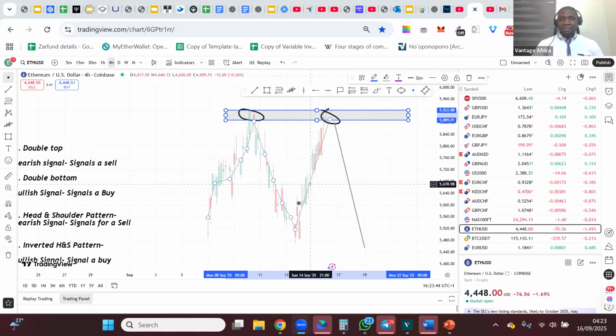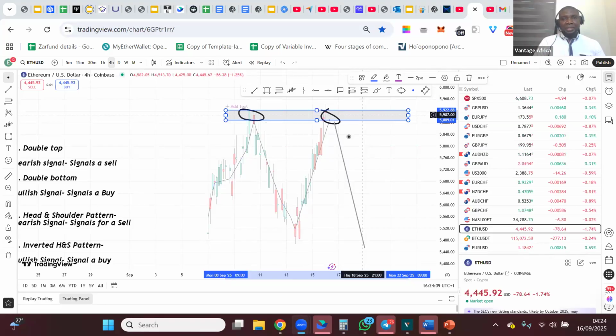Now, when price rises again to this level where it had formed the top before, your expectation is that price will start to dip and you start to sell from there. But remember, you do not trade expectation. In this market, you trade what you see, not what you think. So what does that mean? What does trading what you see mean here?